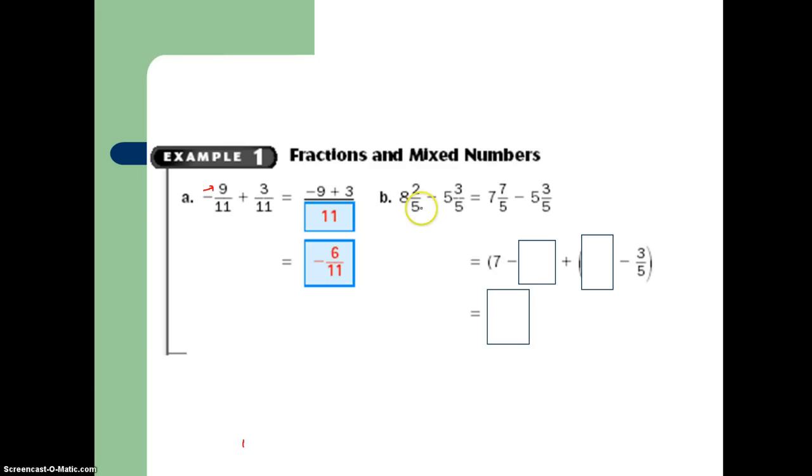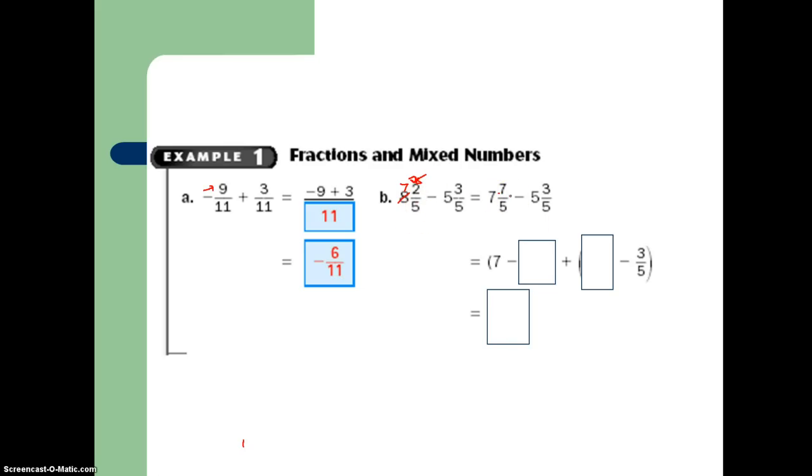For part B, you have 8 2/5 minus 5 3/5. Because the 2 is less than the 3, we need to try to get this numerator to be higher than 3. To do that, I can borrow from the 8, make that a 7, and then add 5 to the 2. Why do I add 5 to 2? Because the denominator is 5. So I'm basically adding a 5 to the 2 to make 7/5.